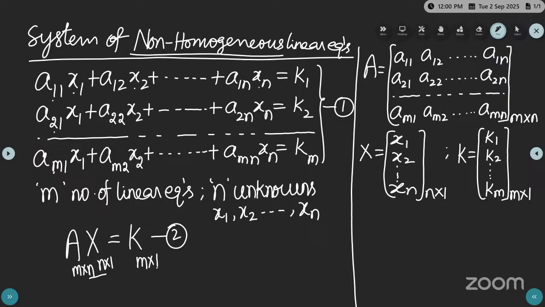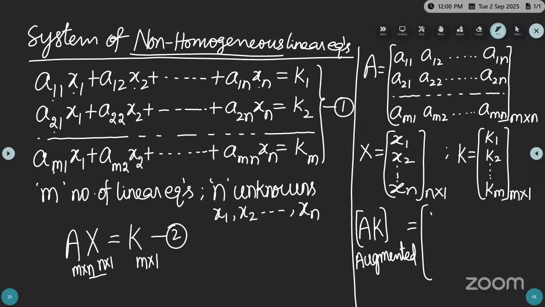Okay? Now, here, consider the augmented matrix AK. Write down: consider the augmented matrix AK. Augmented means to the existing matrix A, we are attaching something. We are adding the column K. Then you are going to get the augmented matrix.